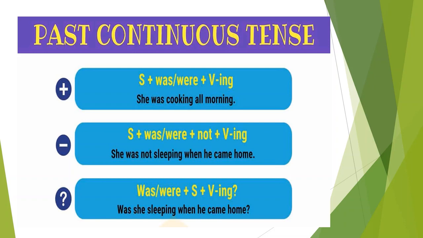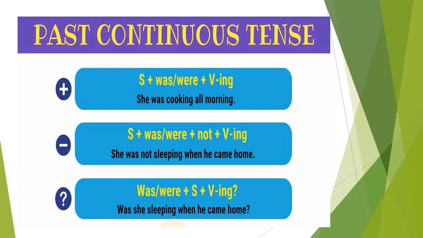Next one is the negative statement. Subject plus was or were plus not plus verb ing. She was not sleeping when he came home. She is the subject, and then was and not, then sleeping is the verb.